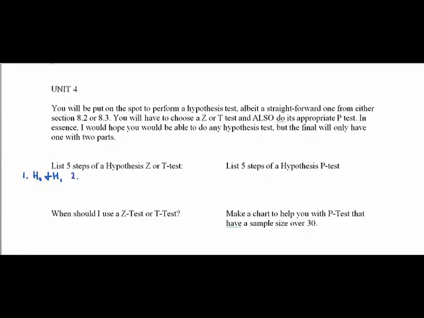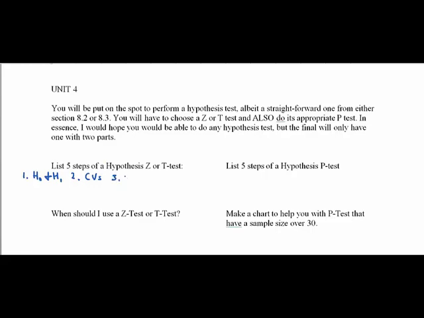The second step is to find the critical values. Now, I say critical values because sometimes there's more than one. If you have a left tail or right tail test, you'll have only one critical value. If you have a two-tail test, you'll have 2 of them.